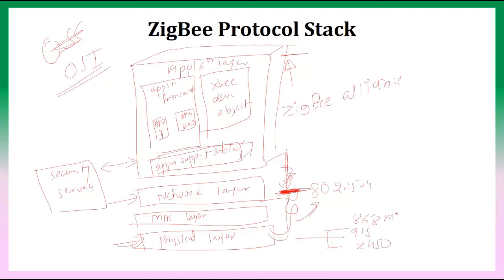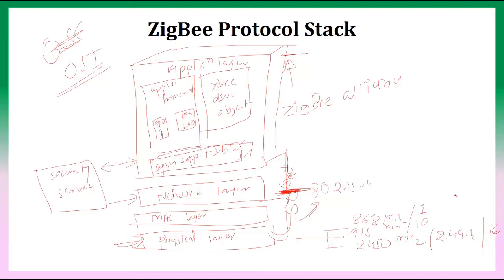In megahertz, this is 2450 if I'm writing, or you could simply write 2.4 gigahertz. But to be specific, I am writing 2450 megahertz. In 2.4 gigahertz we get more channels: simply 16 channels. With 915 we get 10. With 868 we get only one channel.